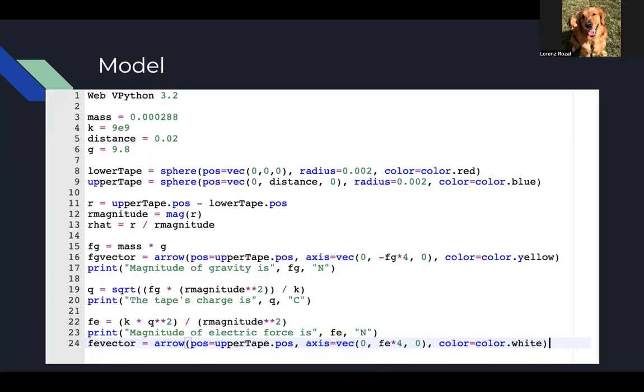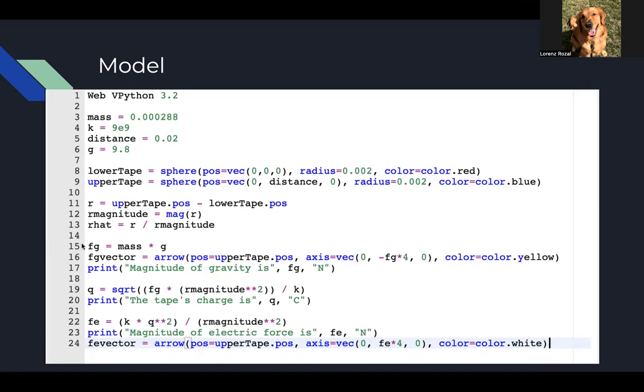This was the model that I made on GlowScript. These are the parameters we had, which is mass, the constants we had, which is the K value and the gravitational acceleration, and the calculated distance at which the repelling occurred. These two lines here make the spheres which represent the tapes. We said they could be spheres because we treated them as point charges, which assumed that they would have an equal distribution of electrons or deficiency of electrons on them.